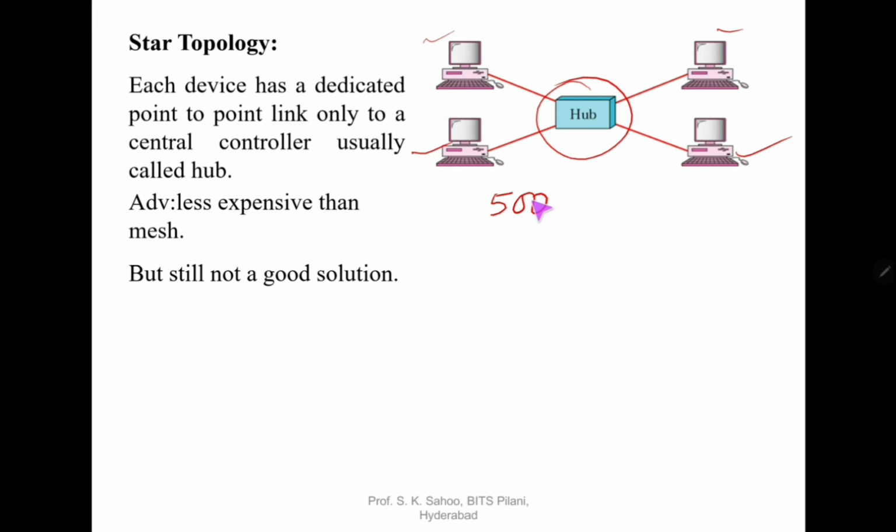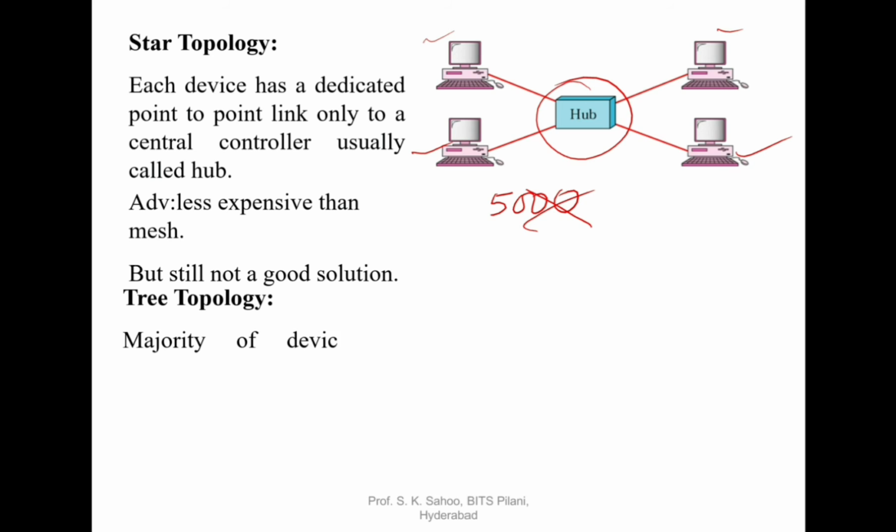Consider we have a big campus and the hub is present at the main office, and all the hostels are maybe 400 meters away, 500 meters away, 1 kilometer away, 5,000 students are there. So we have to lay 5,000 cables from the main office to each student's room, which is not a good solution. So then what can be done? We can use tree topology.